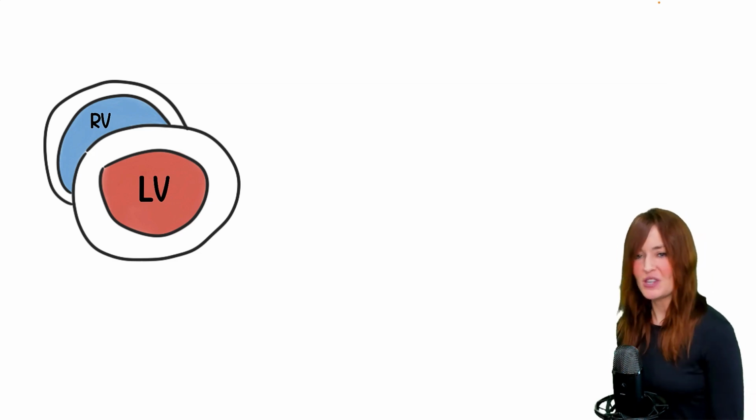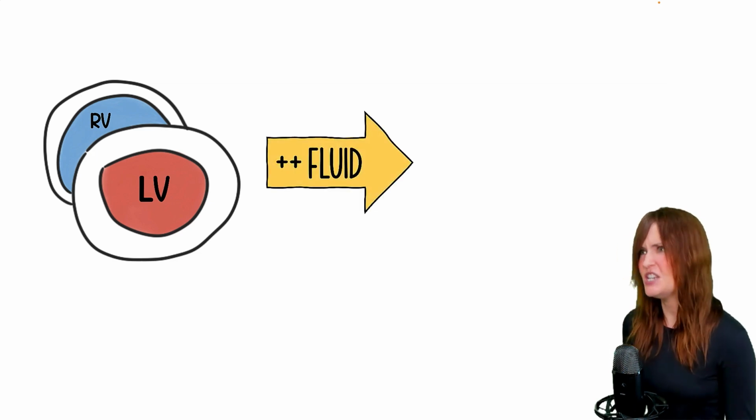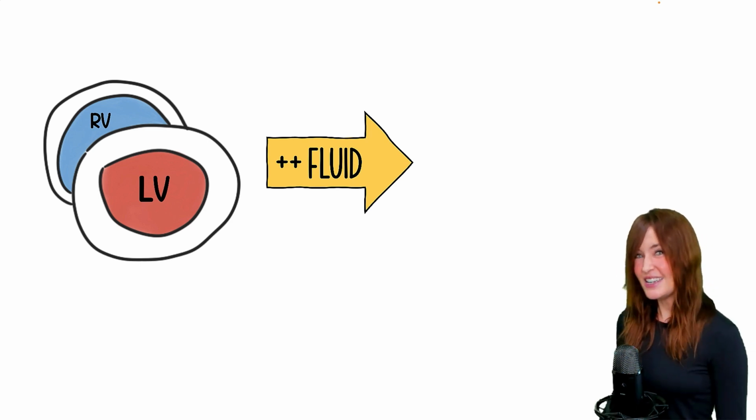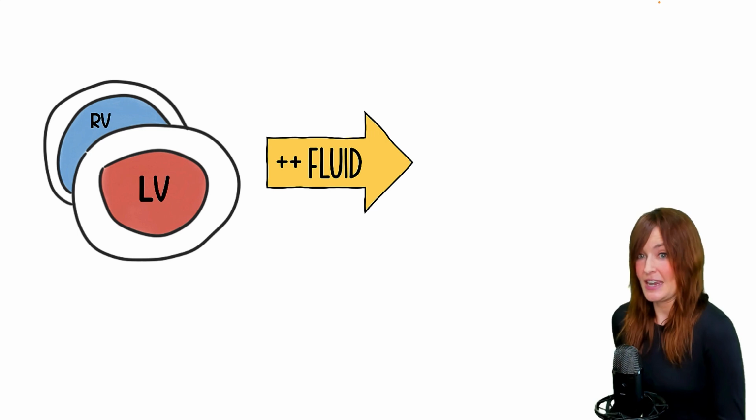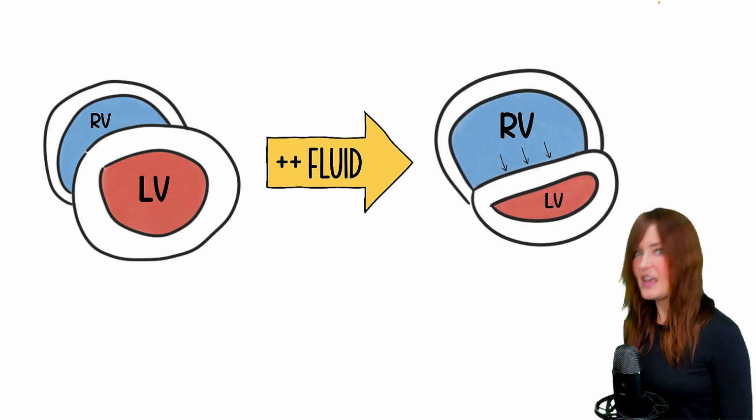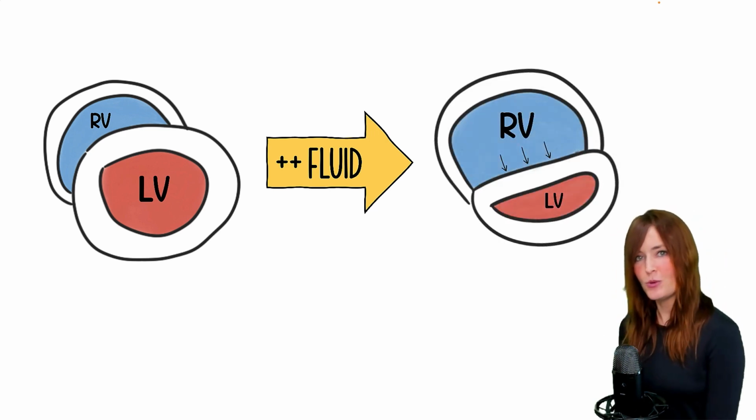So what that functionally means is that if you start giving fluid and you give some and it's going well, but then you get a little overzealous and you give so much fluid, in fact, that the RV can't handle it anymore, what then happens is the RV can't push the fluid forward.